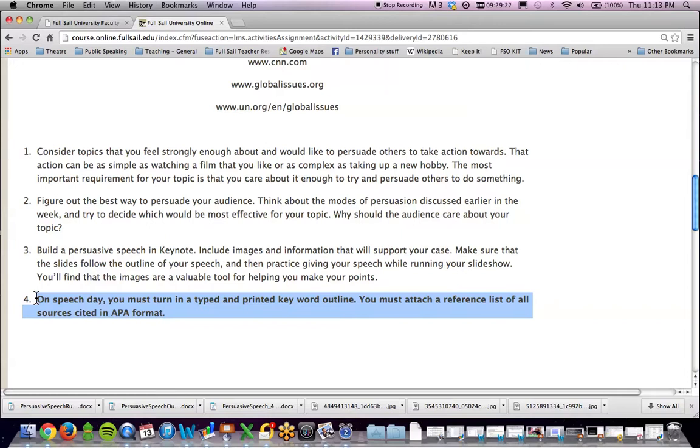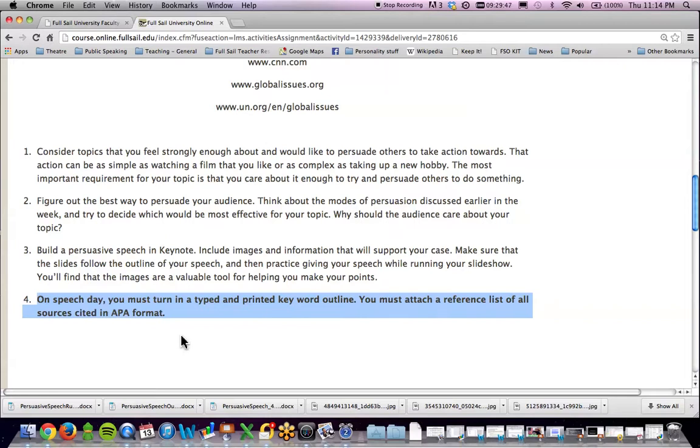You will also want to make sure that you've got a reference list of all of your APA source citations. Remember, you want it to be an APA source format. So if you're not sure what that is, you probably should go look at the Purdue OWL. Go Google Purdue OWL APA source citations, and it will show you the exact format that you're looking for. Now, on speech day, I will expect you to bring me 2 drafts of your outline.